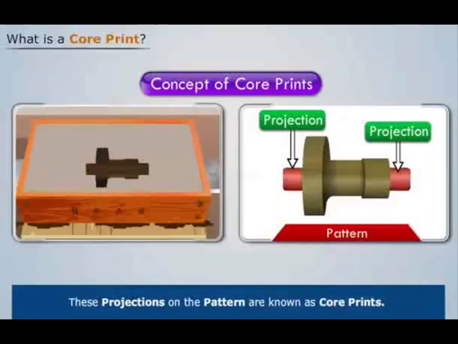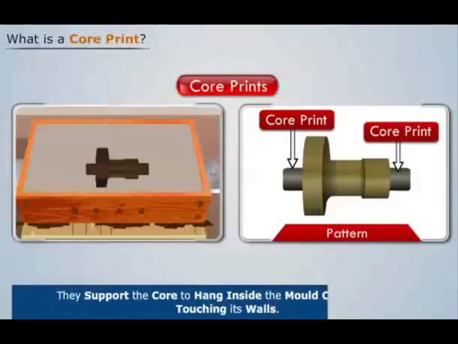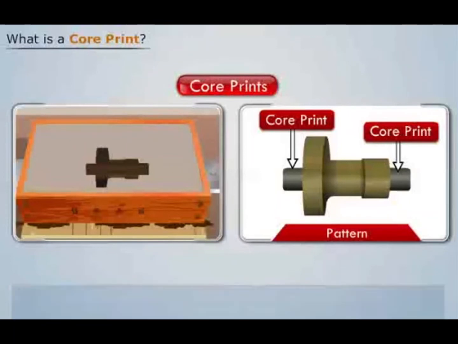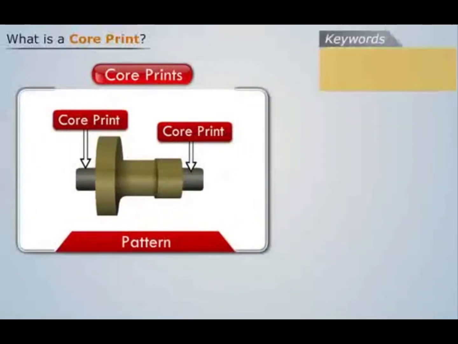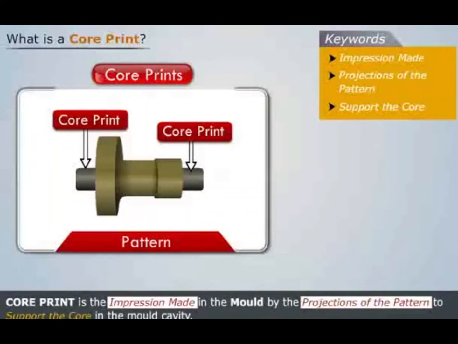These projections on the pattern are known as core prints, and they support the core to hang inside the mold cavity without touching its walls. Thus, core print is defined as the impression made in the mold by the projections of the pattern to support the core in the mold cavity.